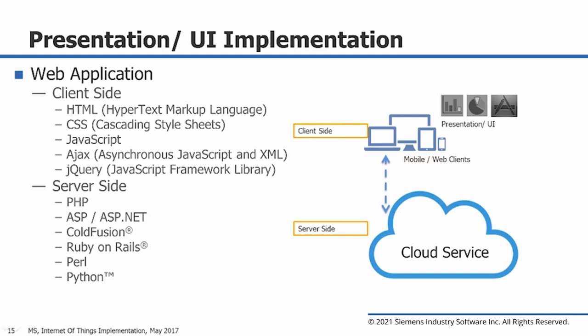On the server side, there is a large number of frameworks available that come from different vendors, open source or proprietary. It includes .NET, C# technologies, PHP, ColdFusion from Adobe, or Python, Perl, Ruby on Rails. So there are hundreds and hundreds of frameworks and tools available in this area. This is just a small list of available frameworks that can be used to build web applications.